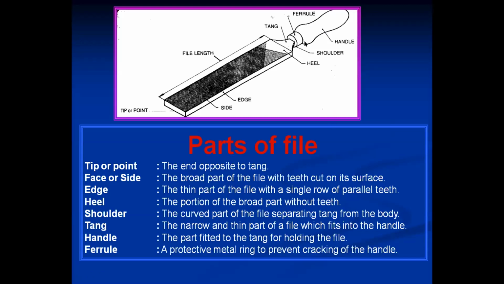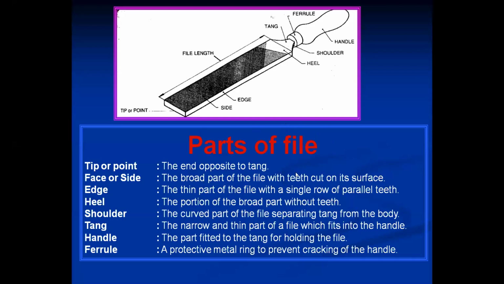Next comes the ferrule. So this is the ferrule. A ferrule is a protective metal ring to prevent cracking of the handle. Suppose we are inserting the file's tang inside the handle and tapping the file for perfect seating inside the handle. If there is no metal ring, the handle will crack. So to avoid cracking of the handle, a metal ring is used. It is called the ferrule.